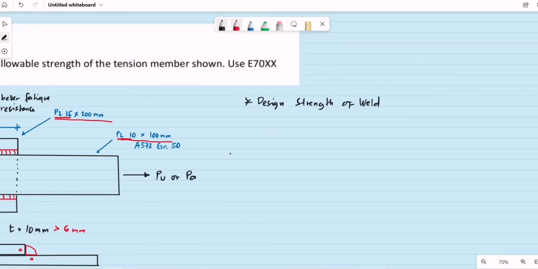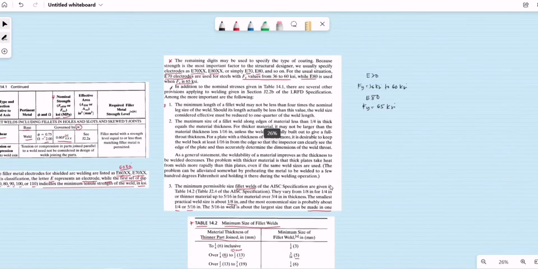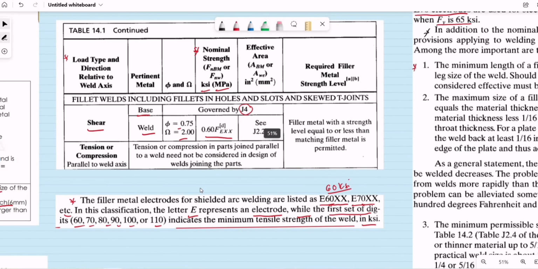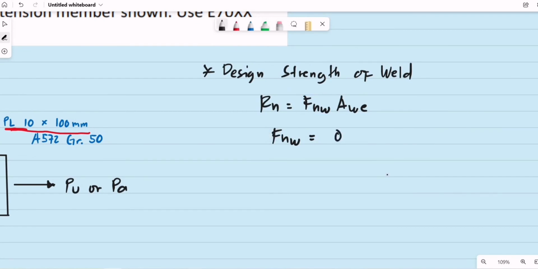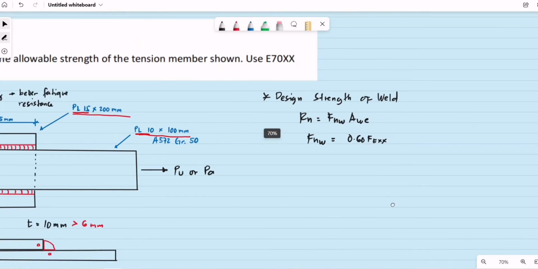So for the design strength of the weld, we have R sub n is equal to F sub n W multiplied by A sub W E. When it comes to the value of F sub n W, from our reference again, from this table, for the nominal strength of the weld, that is 0.60 of F sub E XX. So that is for the strength of the electrode.